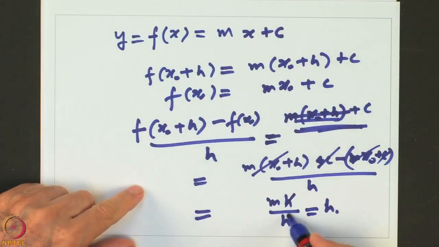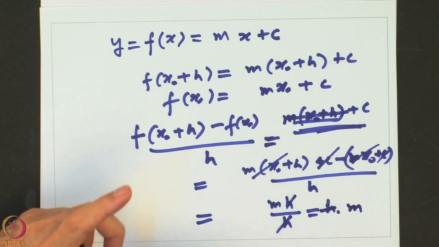So, for a linear function, the rate of change is the same. h cancels out and that is equal to m. So, the rate of change is equal to m for every value of h. So, again the rate of change is a constant function.